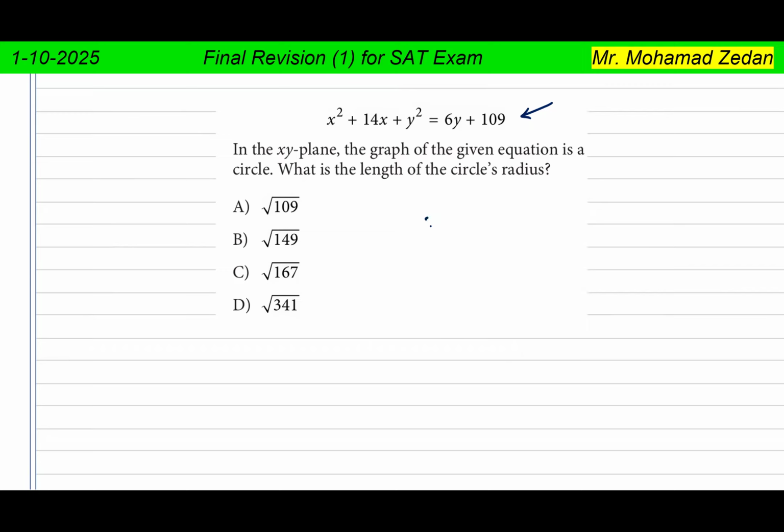Okay, write these steps with me, please. x squared plus 14x plus y squared, just move 6y to the left-hand side, minus 6y is equal to... keep the 109, no need. Go to these two terms and these two terms and make a complete square.